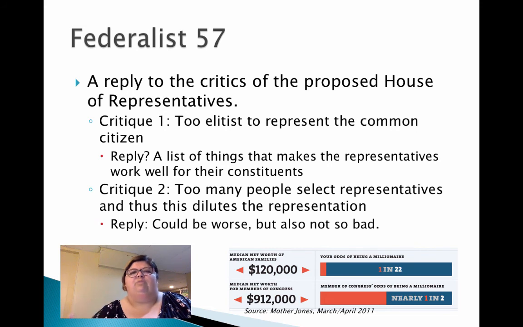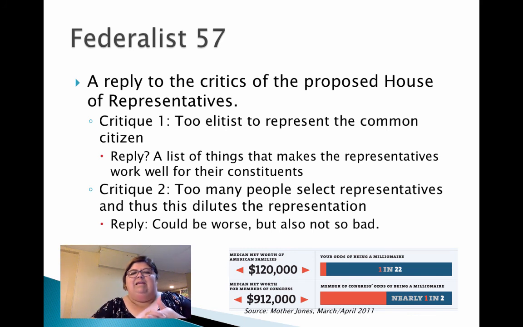What to take away from this Federalist paper is the notion that there was a critique already before the Constitution was even ratified, that the House of Representatives would contain people that were too elite, that did not represent the interests of the everyday person, the everyday citizen. And as you can see from the graph that I put below, this is somewhat a valid argument even today.